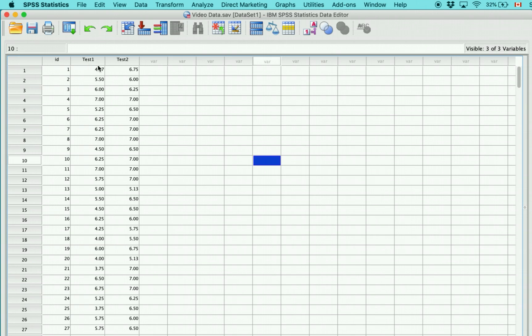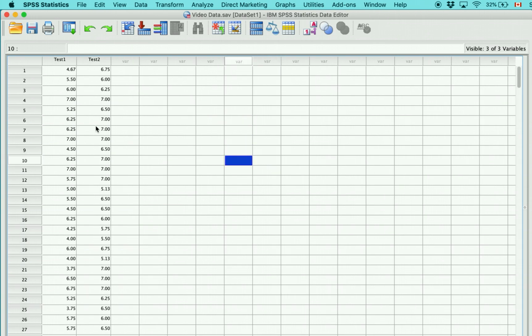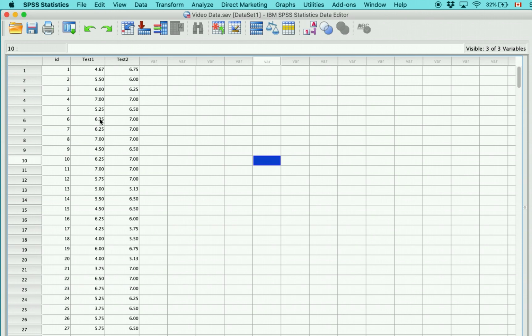So today we're looking at two different test scores in a class, and these were measured out of 10. We can see that students were able to get any kind of score between 0 and 10. So this would be a ratio level variable for both of these.